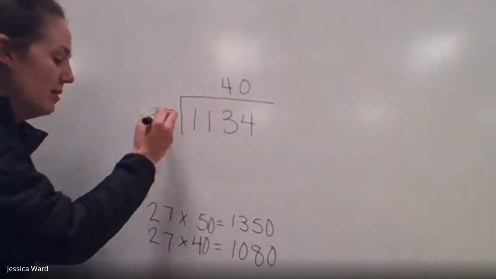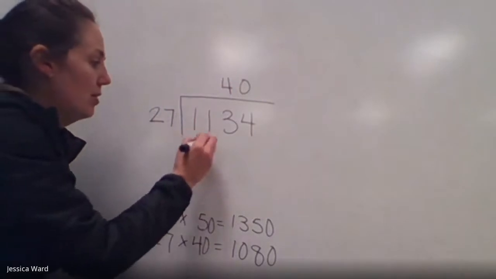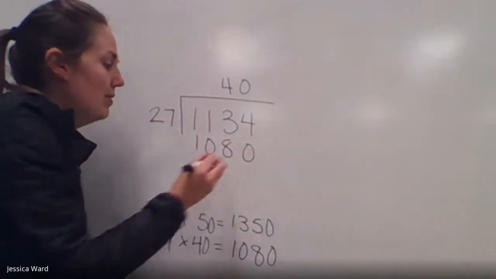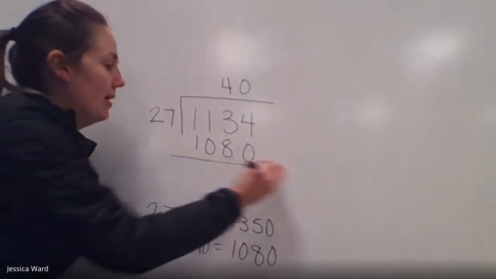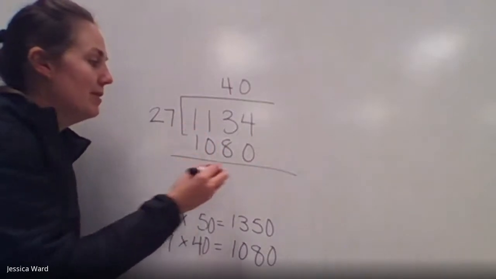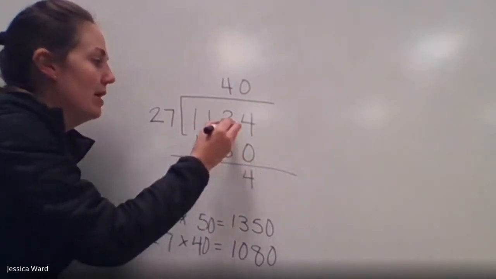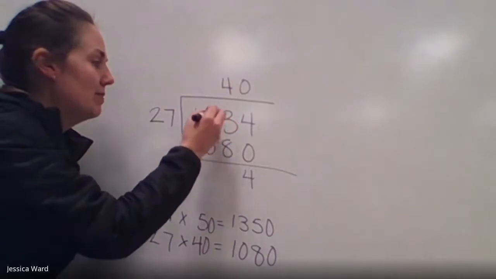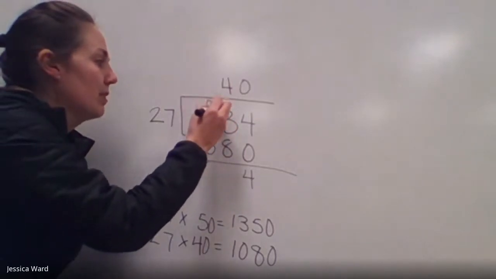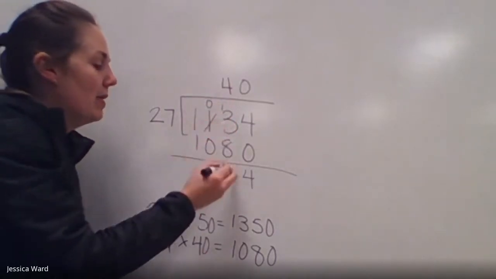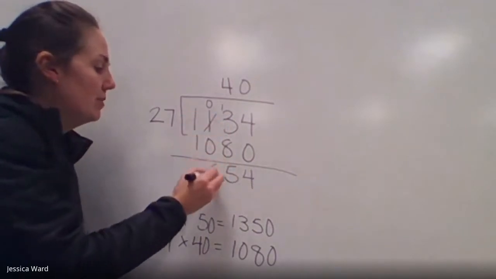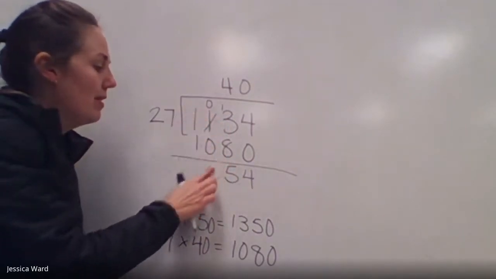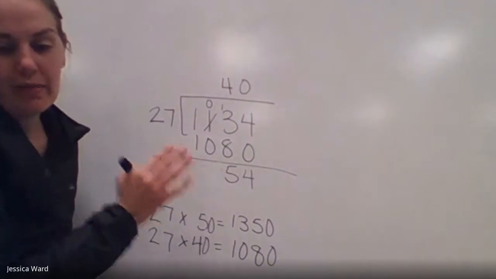So I know that 40 times 27 is going to be 1,080. I'm going to subtract to find what the difference is. I have 4 here. I can't take 8 away from 3, so I'm going to regroup. 13 take away 8 is going to be 5. 0 take away 0, and 0 take away 0. So I have 54 that I'm left with.